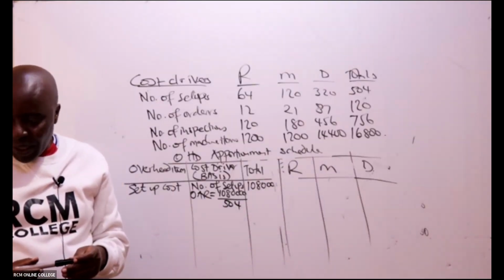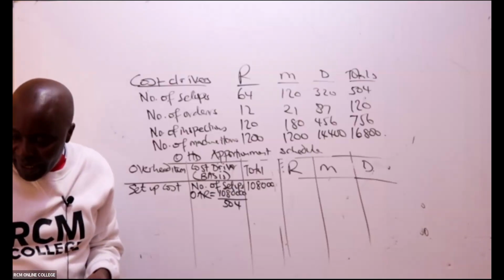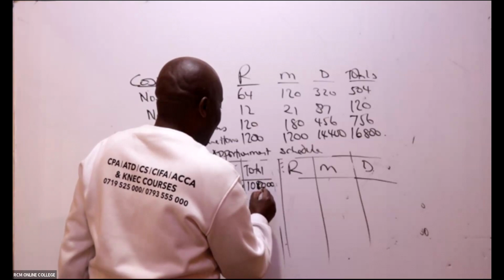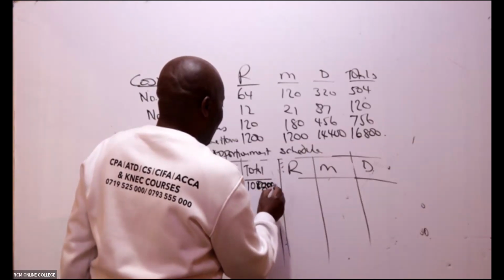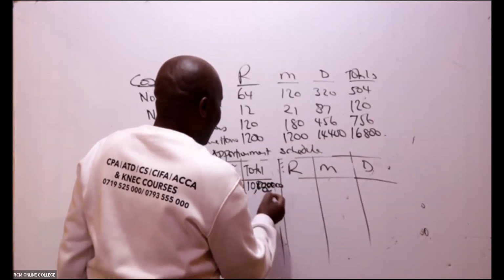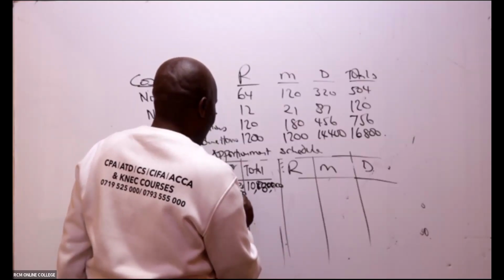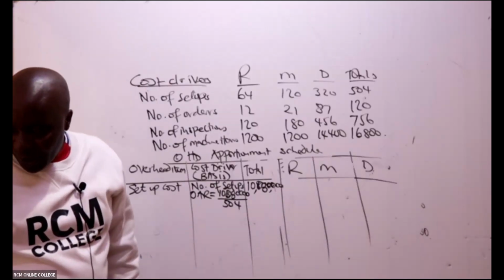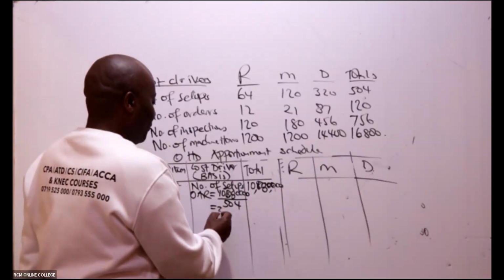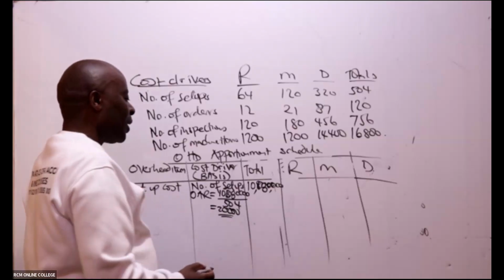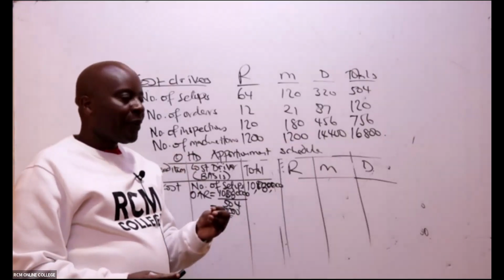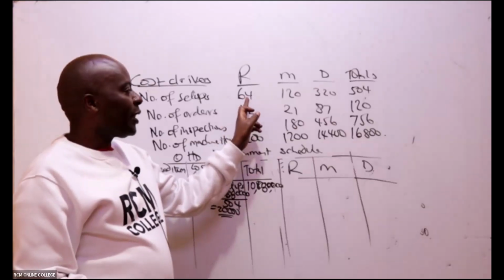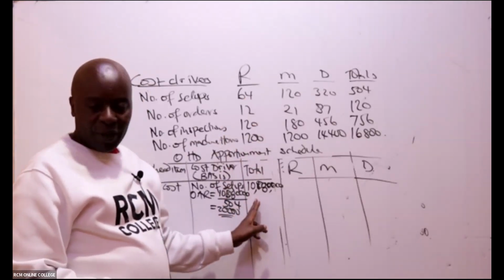So the OAR is 10,080,000 divided by 504. I'm being given a figure of 20,000. Now this 20,000 is the overhead absorption rate. So you come to each one of them, like R is consuming 64. So what is 64 times that 20,000? You give me a figure.